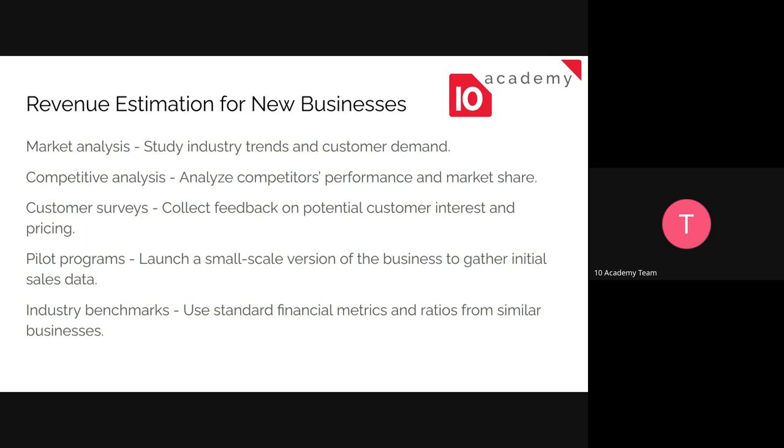And the last one is industry benchmark, using standard financial metrics and ratios for similar products. This one is actually related to market analysis, but depends more on the industry benchmark. The first one is the whole market, and I think it also includes the customer survey, but this one focuses only on the industry.